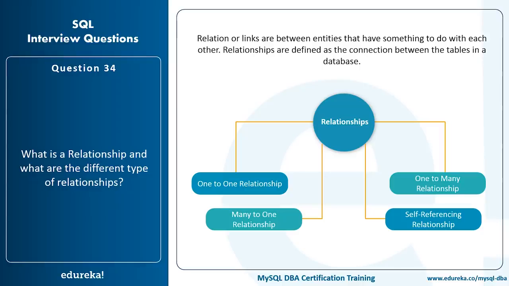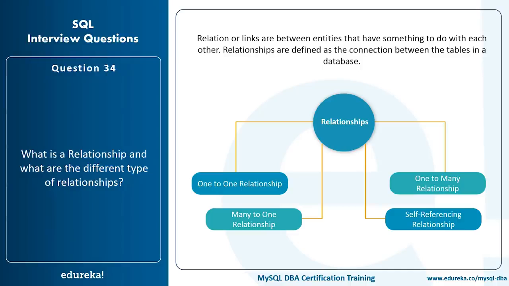So relationships can also be defined as the connection between the tables in a database, right? Now the different types of relationships are the one-to-one relationship, the one-to-many relationship, the many-to-one relationship, and the self-referencing relationship. When you have a relationship between two tables, that is table A and table B.